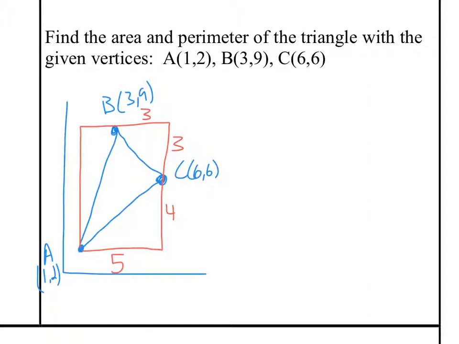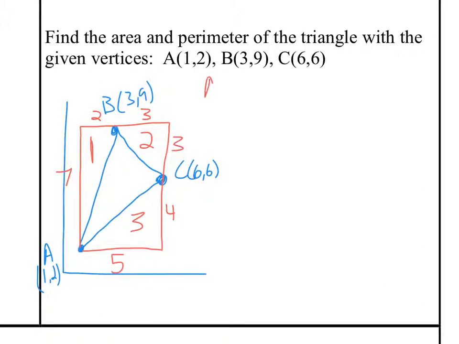The distance from B to A on the x-axis is 2. That's good because 2 plus 3 is 5, which matches the bottom. And on the side from 2 to 9 for the y-coordinates, we get 7, which is also good because 3 plus 4 is 7. So I'm going to find the area of the red rectangle and subtract triangles 1, 2, and 3's area, and that way I would be left with the area of the blue triangle.